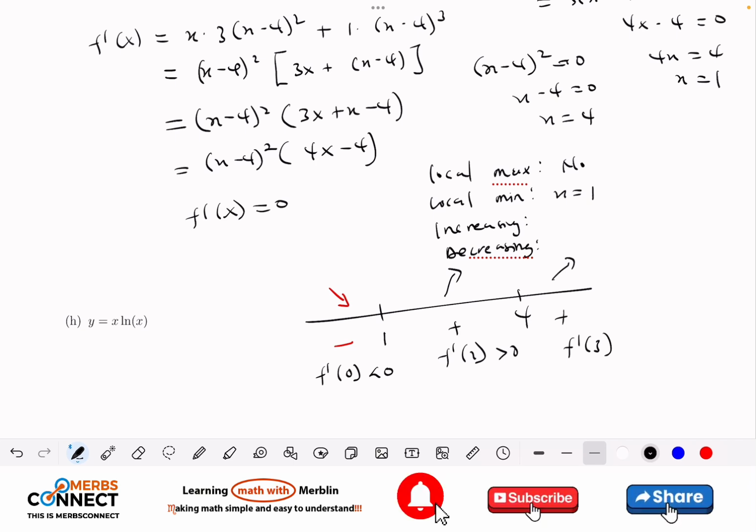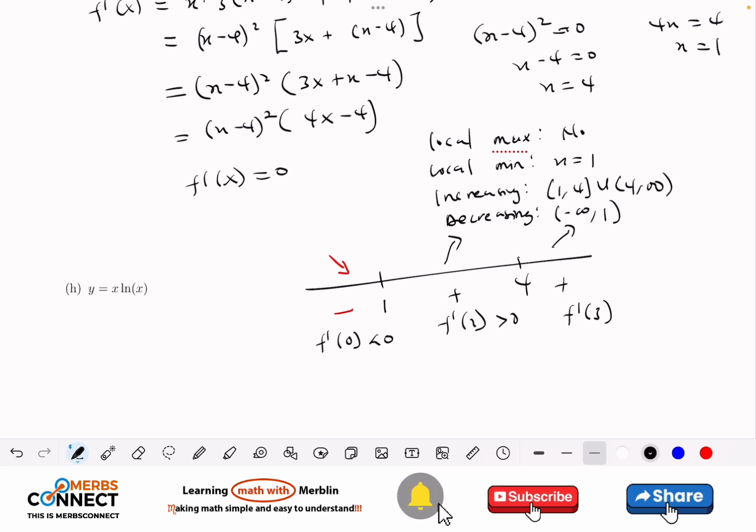Right? Then what we need to do is look for increasing and decreasing intervals. So for the decreasing, we have from minus infinity up to 1, and for increasing, we have 1 to 4, union 4 to positive infinity. So that's what we're going to get for the increasing interval. Good.